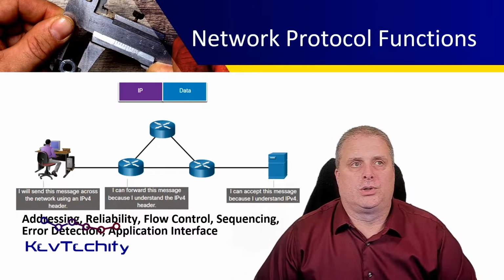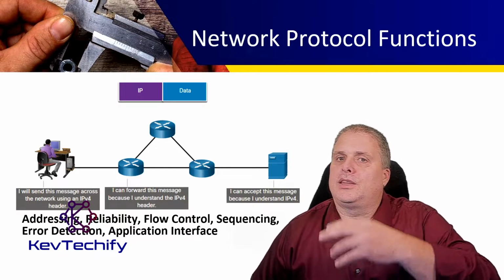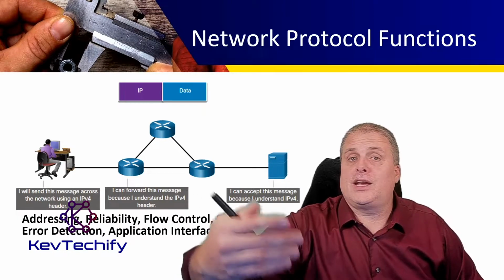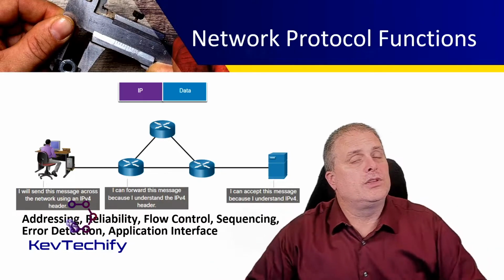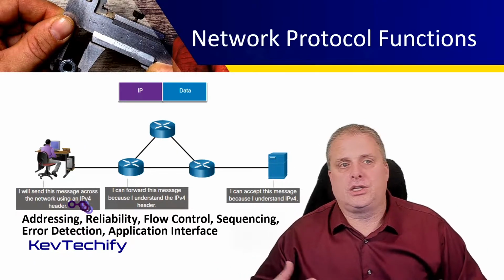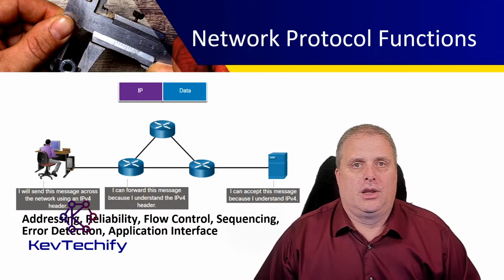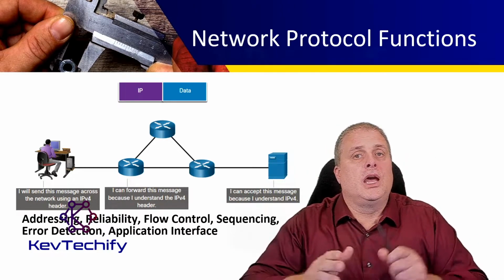We have flow control, which ensures that data flows at an efficient rate. Something that the sender can send out, something the receiver can handle. If it's too fast, the receiver is going to get overwhelmed and lose data. If it's too slow, that receiver is going to sit there and waste time expecting more information, and it's just sitting there.